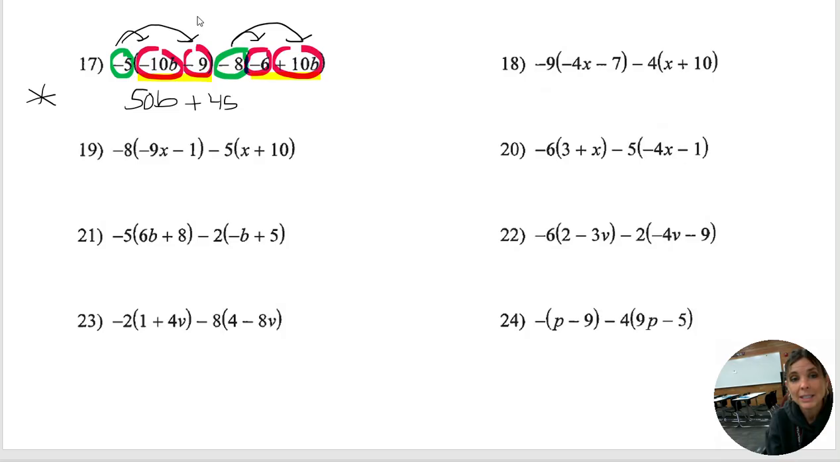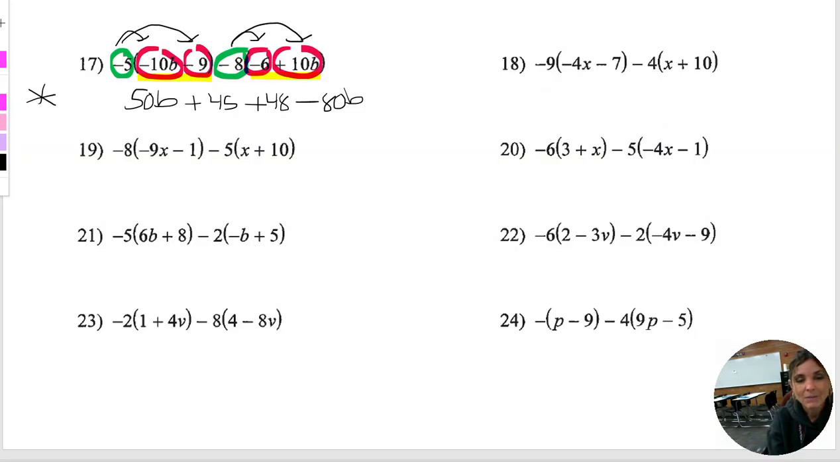Now I'm going to do the same thing with the -8. So -8 times -6 is a positive 48. -8 times positive 10b is a negative 80b. Now I'm going to combine my like terms.